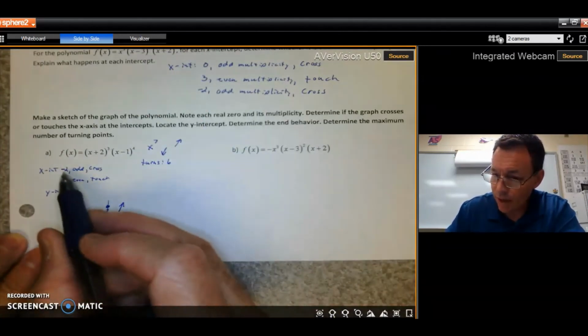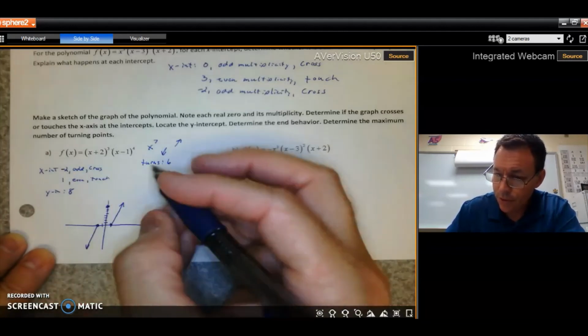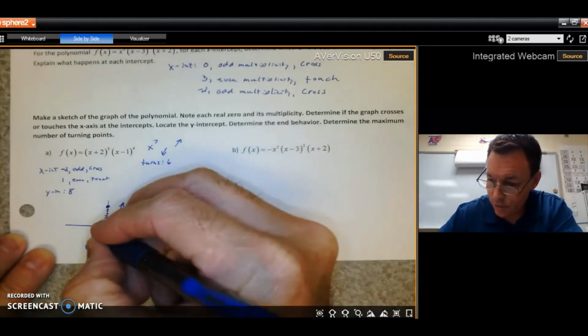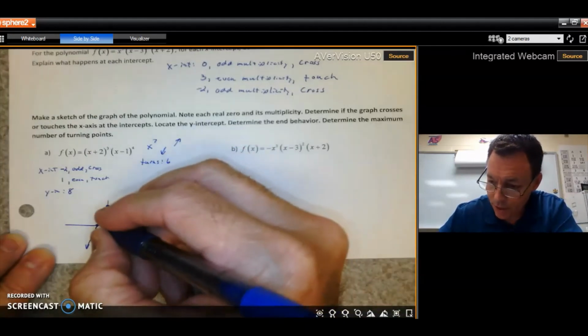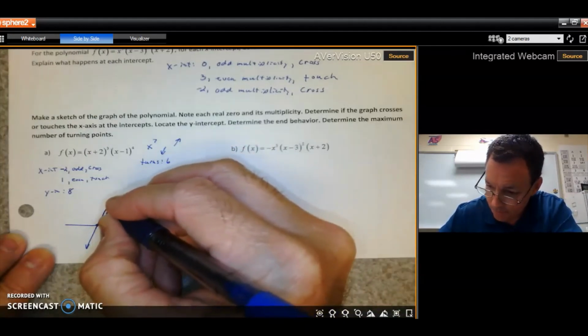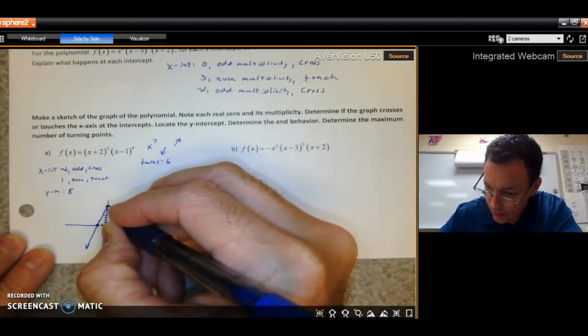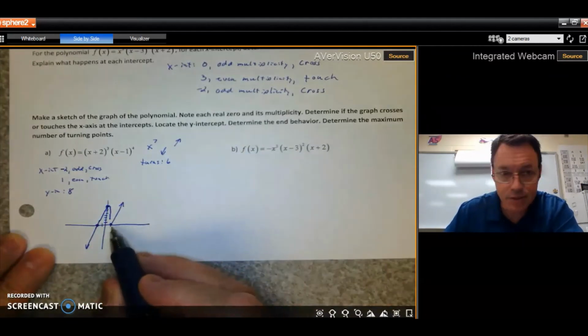What did we say our graph should do? At -2, the graph should cross the x-axis, so it's going to cross through, which makes sense because we want to head towards that y-intercept. So it's going to go up. Then it's going to turn around, head back towards this x-intercept.